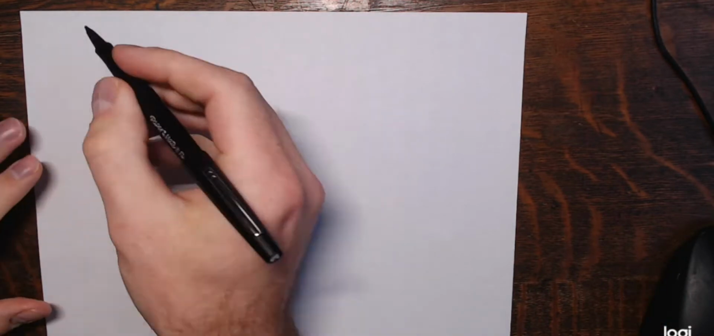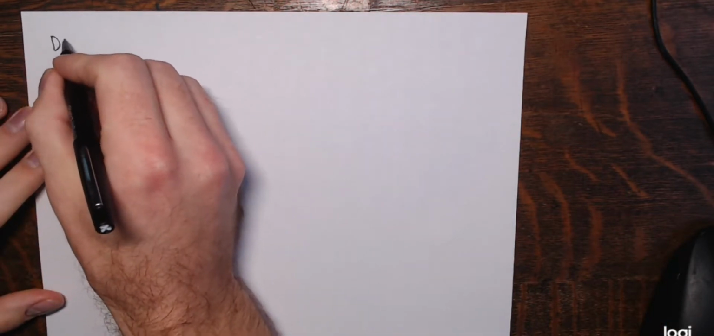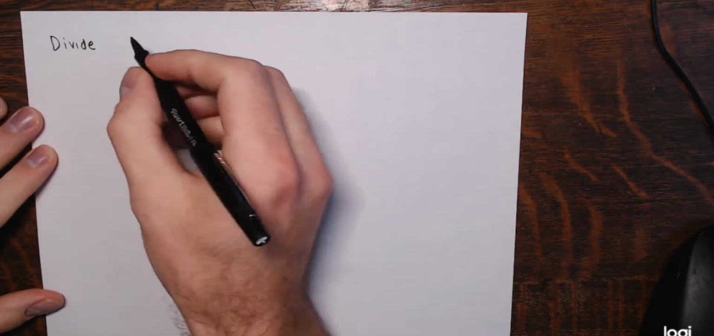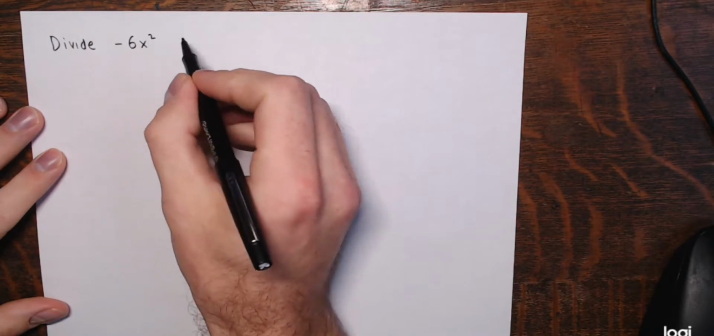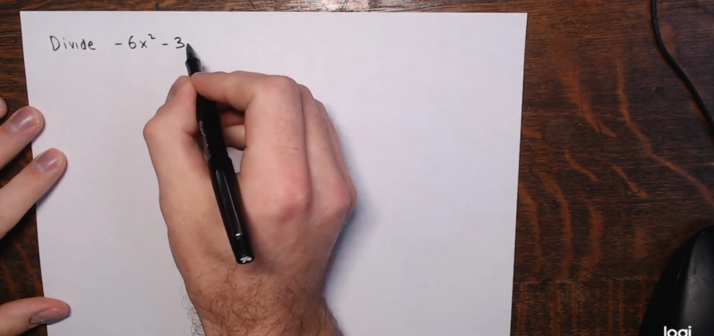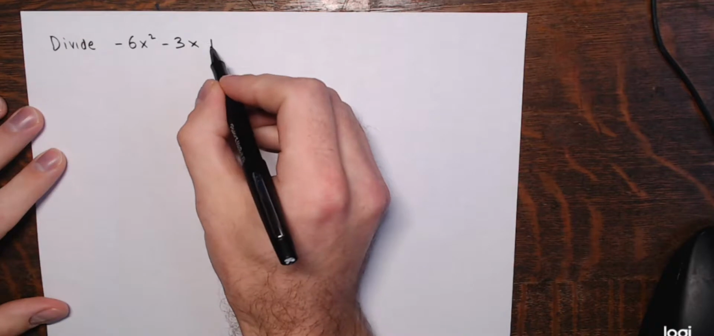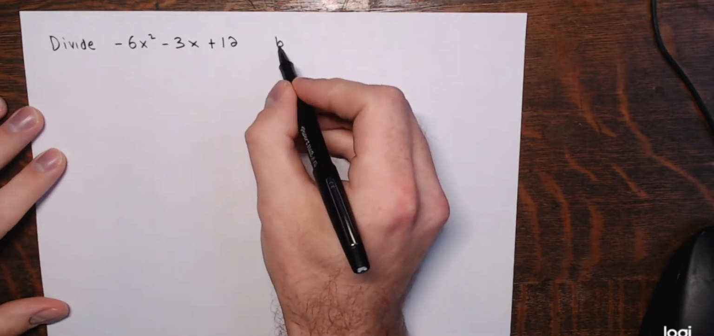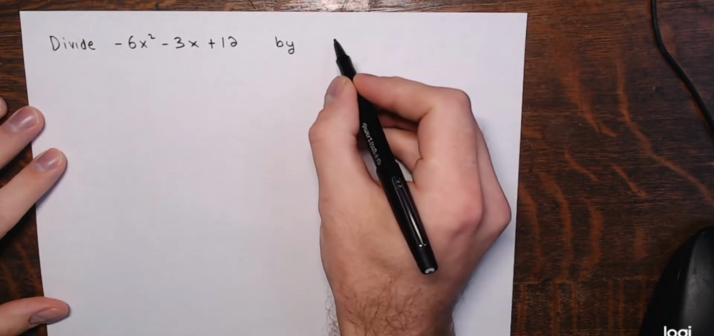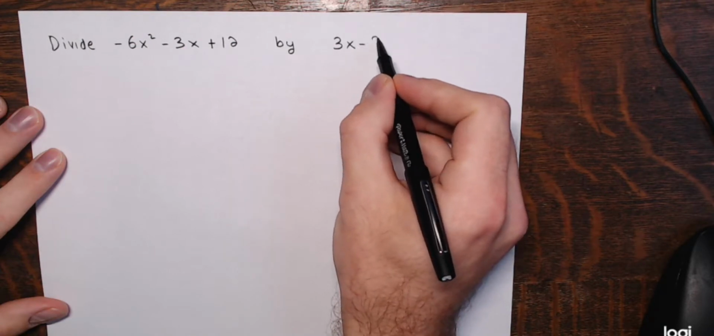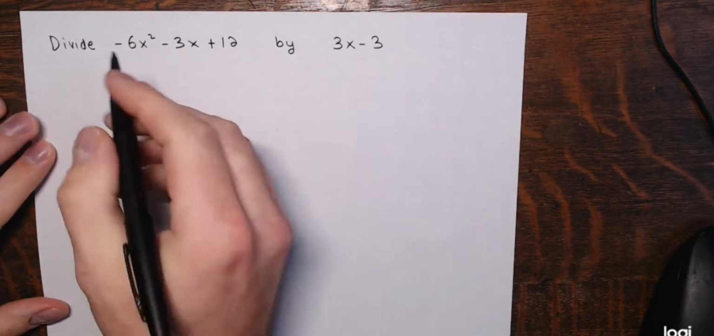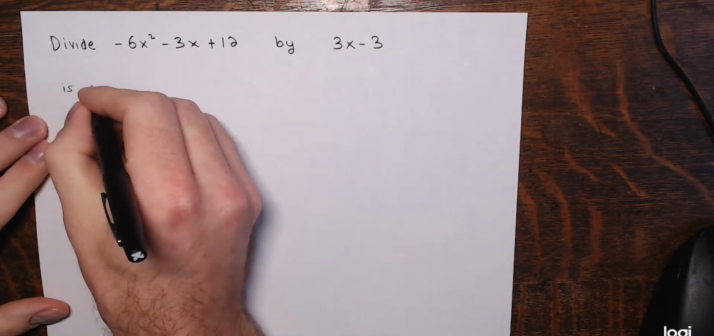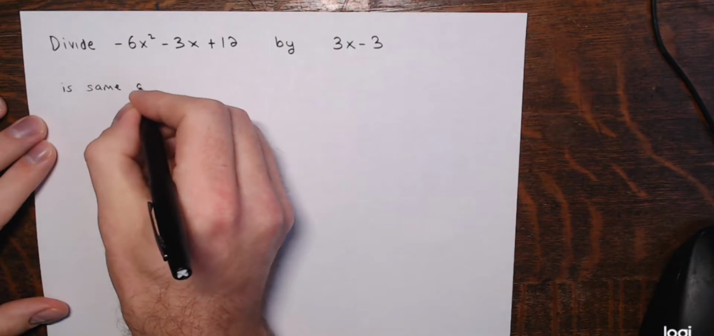So they're asking us in this first question to divide, and I'll actually write it out here, divide the polynomial negative 6x squared minus 3x plus 12 by the other polynomial 3x minus 3. Alright, so you could write the problem out like this. This is the same thing as the following, right?